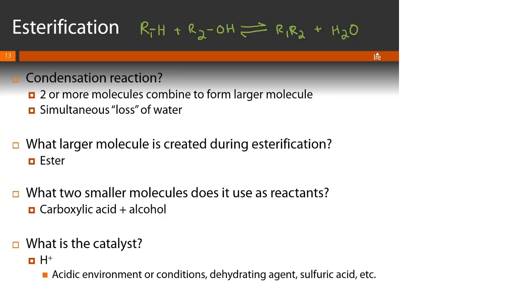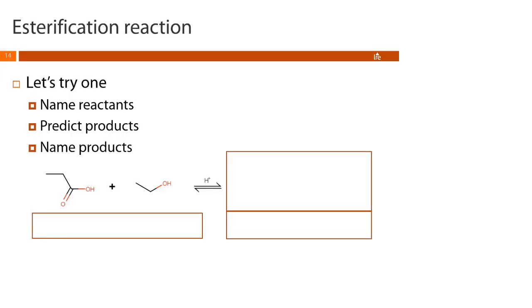You'll also see it written sometimes as a dehydrating agent. A dehydrating agent is a substance that dries or removes water. So in the eyes of a chemist, a dehydrating agent is something that drives a condensation reaction. Sometimes you'll see a specific dehydrating agent or acid listed as the catalyst. The most common is sulfuric acid, but just about any inorganic acid will work. Okay, so let's try an example.